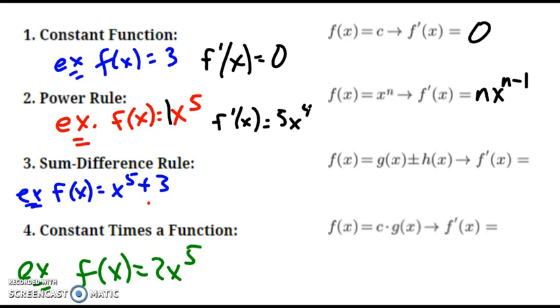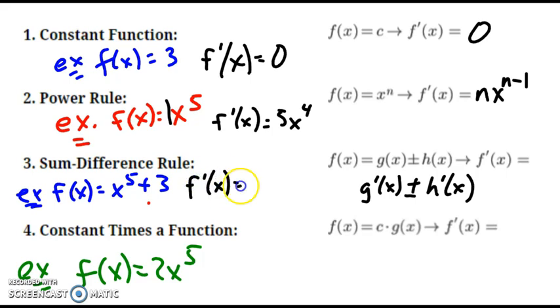Okay. And this also works for the sum and difference rule. If I find the derivative of each one of these individually, that's the derivative of the function. So the derivative of f of x is the derivative of g of x plus or minus the derivative of h of x. In this example, we bring it down in front, so 5 times 1, 5x, and then decrease that by 1. The derivative of any constant, as we referred to in number 1, is 0, so the derivative of this is simply 5x to the 4th.